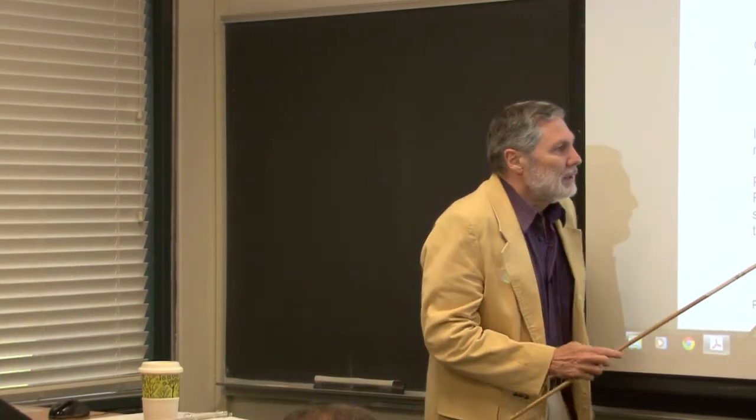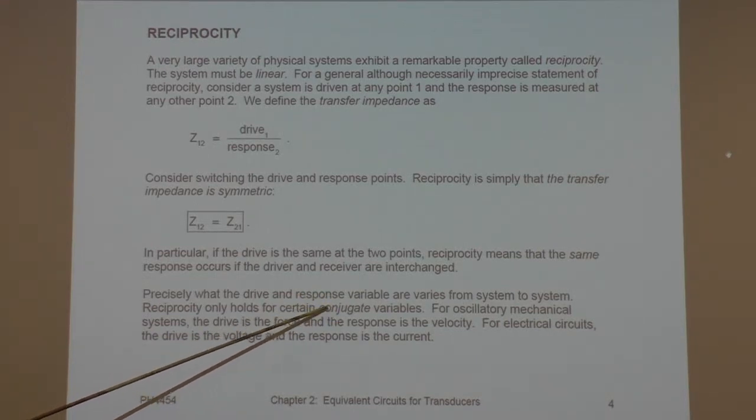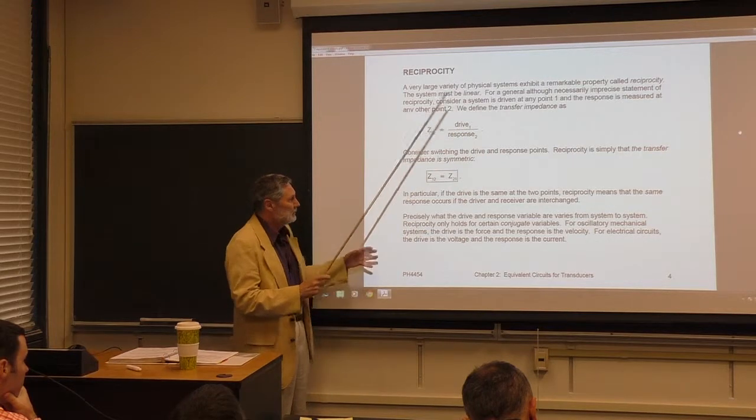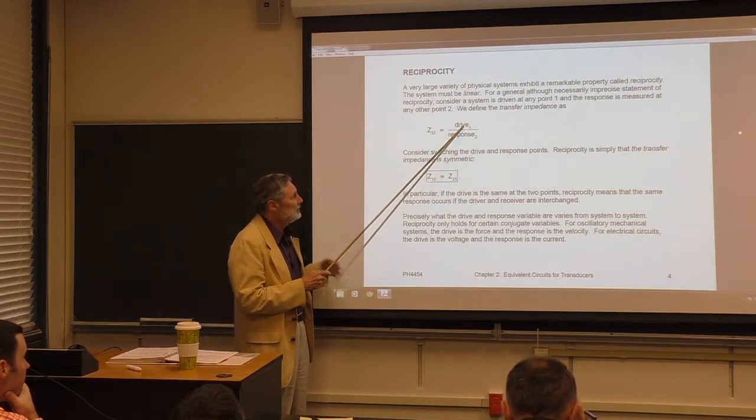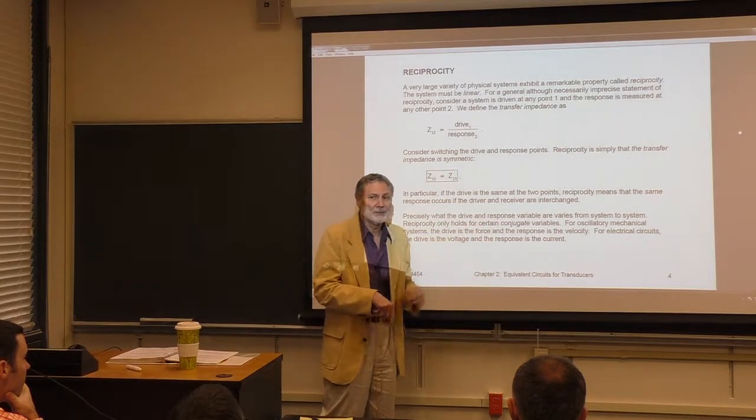Now, as I mentioned, we haven't defined what the drive and response variables are. Yes, typos here. This can vary from system to system. Reciprocity only holds for what you can call conjugate variables, specific quantities here. And it may be, I don't know this, but my suspicion is that if you're dealing with some physical system, you may be able to change the definition of the drive, but you'll also have to change the definition of the response, as long as you have these so-called conjugate variables, but I don't really know.